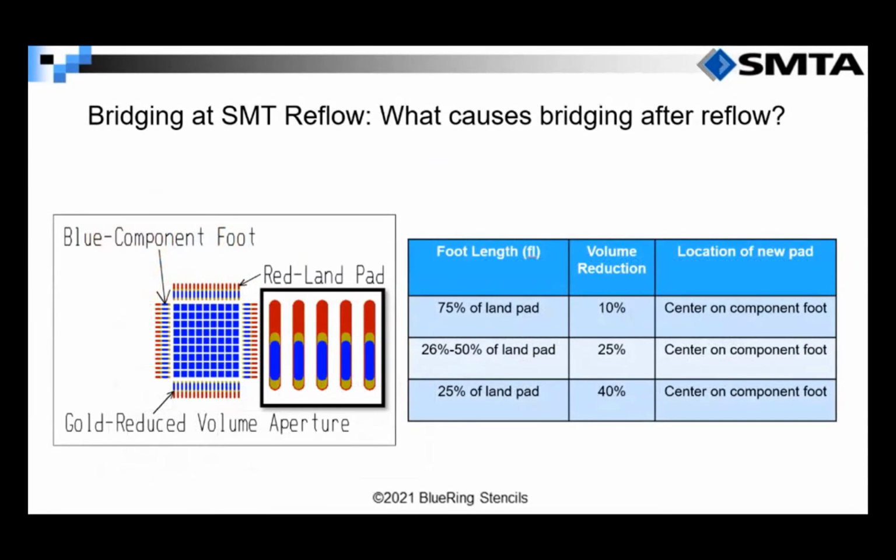The way we can address this issue is to create a ratio of the foot length to the length of the copper land and then reduce the volume based on that ratio. So if the foot length is 75% of the land pad, we reduce the volume 10%. If it's 26 to 50%, we reduce the volume 25%. And if it's 25% or less, we reduce the volume by 40%. Again, this has solved this bridging issue many times through the years for customers.